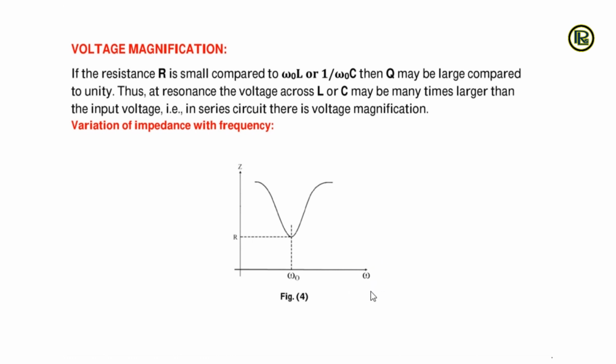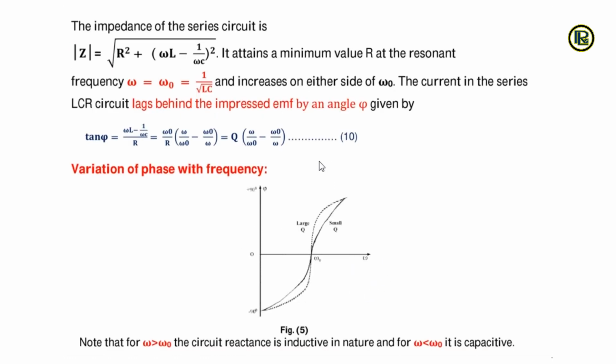And one more thing is, the current in the series LCR circuit lags behind the impressed EMF by an angle phi, and that phi can be obtained from this relation: tan phi is equal to (omega L minus 1 by omega C) upon R, which is finally Q times (omega by omega naught minus omega naught by omega). Omega naught is the resonance frequency.